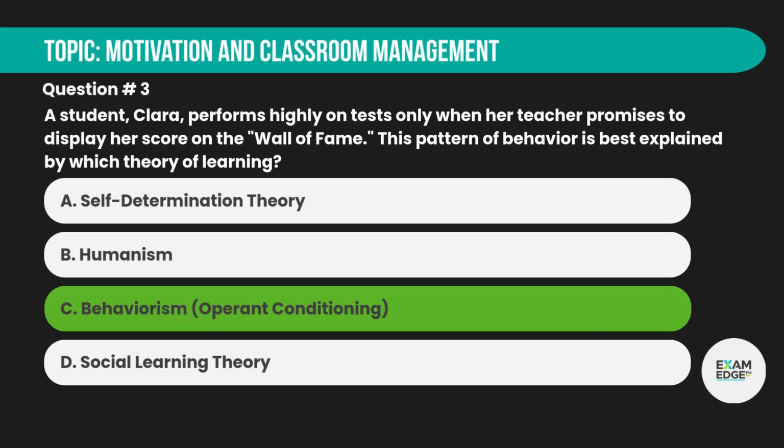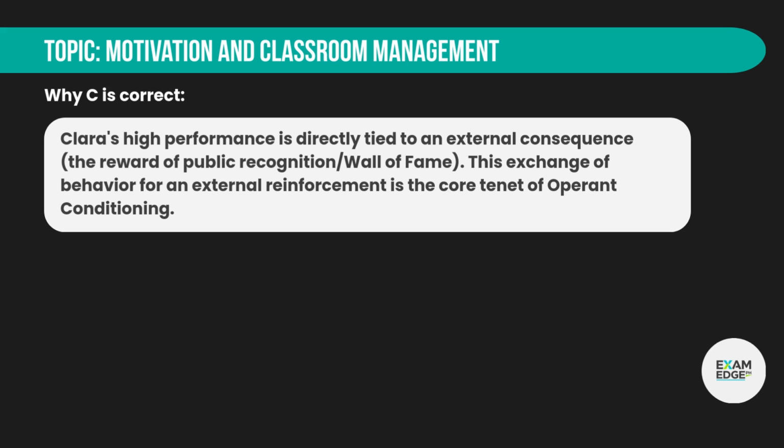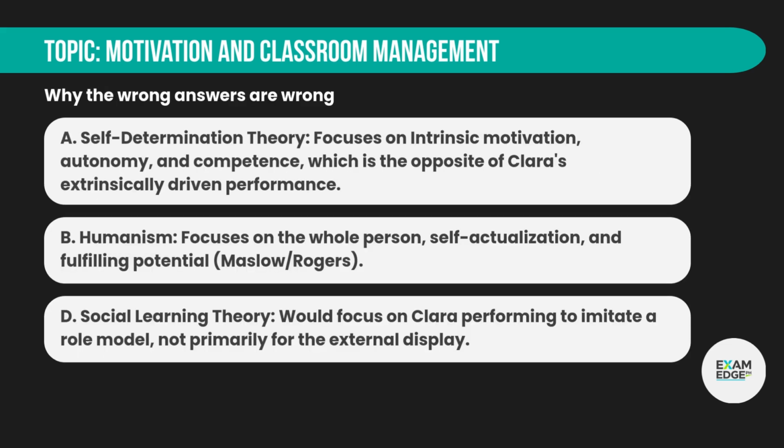Correct answer: C. Behaviorism, operant conditioning. Why C is correct? Clara's high performance is directly tied to an external consequence, the reward of public recognition, the wall of fame. This exchange of behavior for an external reinforcement is the core tenet of operant conditioning. Why the wrong answers are wrong? A. Self-determination theory focuses on intrinsic motivation, autonomy, and competence, which is the opposite of Clara's extrinsically driven performance.